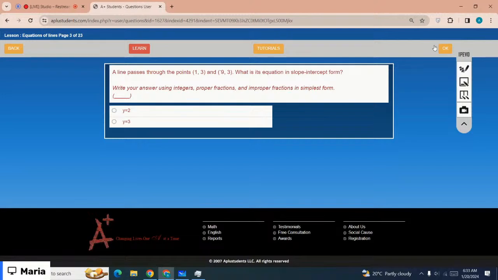Sorry. Okay, the next one is a line passes through the point. What is the equation in slope intercept form? So which is the correct option?